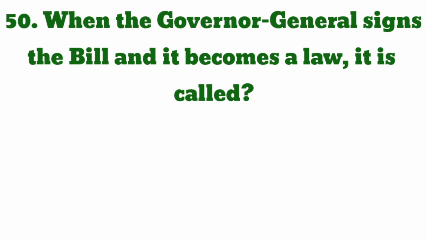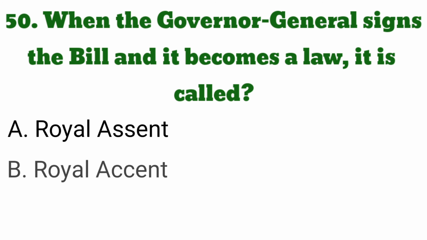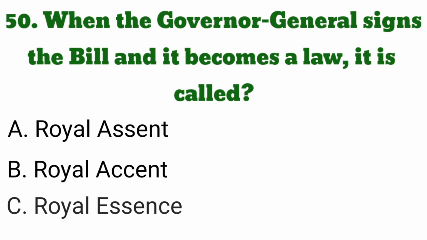Number 50. When the Governor-General signs the bill and it becomes a law, it is called letter A, royal assent. Letter B, royal accent. Letter C, royal assent. The answer is letter A, royal assent.